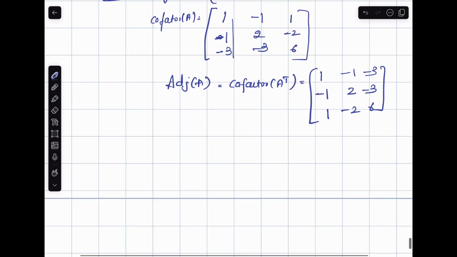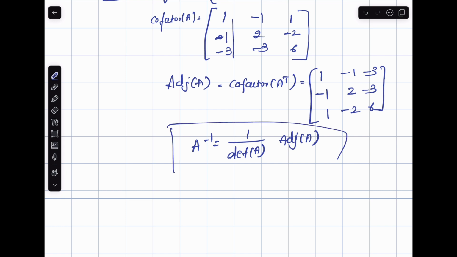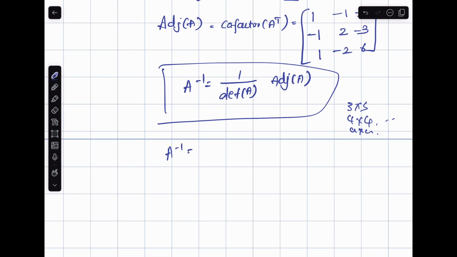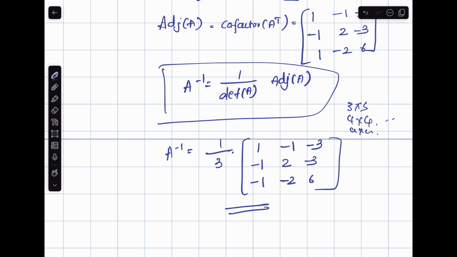So what is the formula now? The formula for a 3 cross 3 or n cross n matrix is A inverse is equal to 1 by determinant of A into adjoint of A. This is the formula for 3 cross 3, 4 cross 4, or n cross n. So if I write it down, it's 1 by the determinant, which was 1 by 3, into the adjoint. Just write the matrix down. You can multiply or you can keep it as it is. I'm keeping it as it is. All right, so this is the inverse.